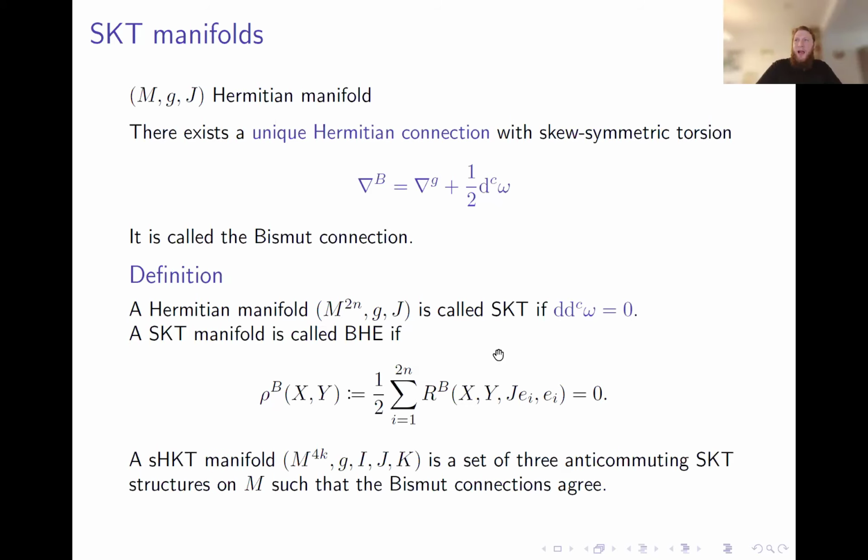And finally, a strong hyperkähler with torsion geometry is basically defining a set of three anti-commuting SKT structures, the full analogy to the Kähler versus hyperkähler case. And now, because we want strong Kähler with torsion and we have this Bismut connection, we need to assume that for an SHKT manifold, all the Bismut connections agree. So this is the full generalization of Kähler, Calabi-Yau, and hyperkähler.